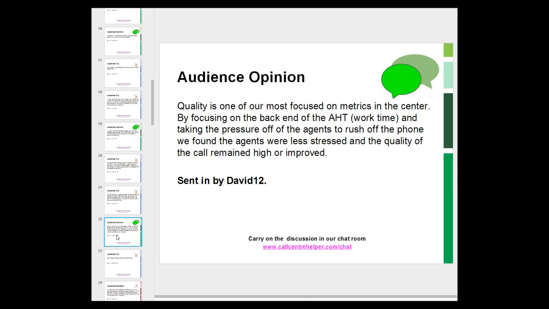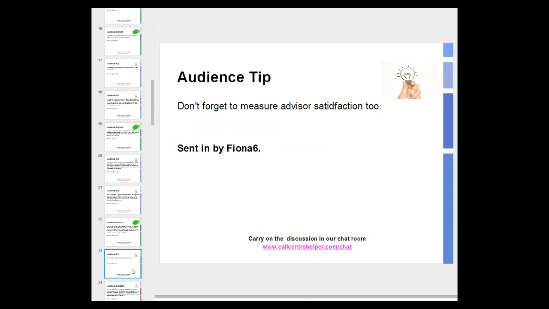Good advice. David says quality is one of our most focused on metrics in the centre. I think our poll earlier showed that as one of the ones that we all felt agents responded to. By focusing on the back end of the AHT, the work time, and taking the pressure off the agents to rush off the phone, we found agents were less stressed and the quality of the call remained high or improved. I think a couple of people have suggested that, and it's good. And Fiona says, don't forget to measure advisor satisfaction too. I think that's a great one, because absolutely the old adage, happy agents equals happy customers, is a really great one to go through.